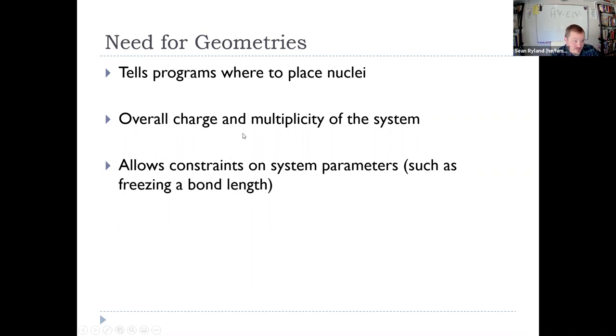It also is going to allow us to state our overall charge of the system and the multiplicity of the system. Multiplicity is a quantum mechanical term that basically means what's the overall spin of the system. So if all of your electrons are paired, your spin is always going to be zero, right? Because for every electron that spins up, you've got a matching electron that spins down. So that would give us a multiplicity of zero. And that's almost always going to be the case. But again, that's something that we need to tell the program.